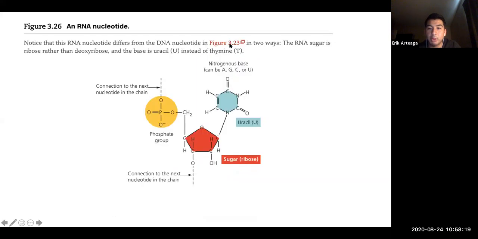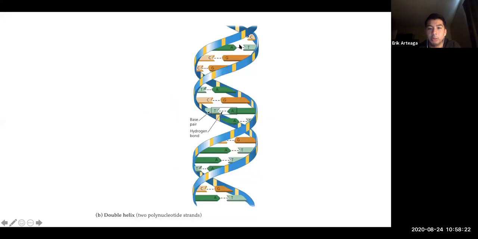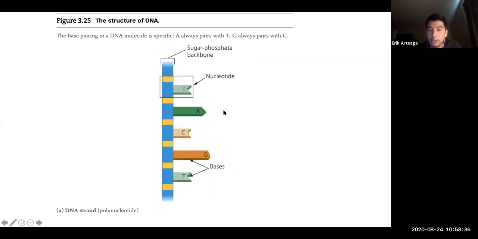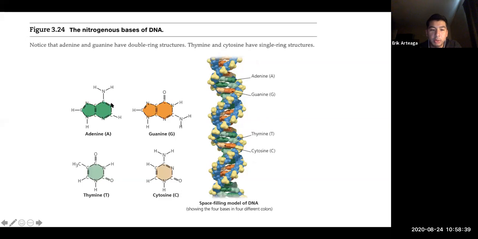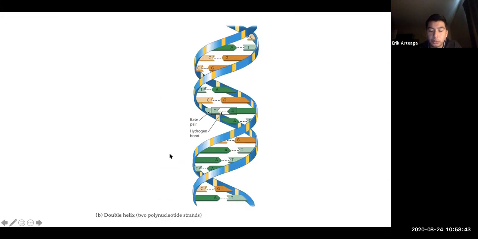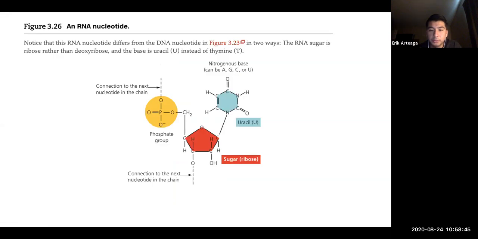But here it shows the base pairing. So this backbone again is going to be that phosphate group, and then you have the binding of C to G, A to T. So adenine to thymine, guanine to cytosine. Okay, and those are going to be the base pairs, right? And here between these base pairs we have hydrogen bonds. So the hydrogen bonds are going to be between these groups here, right?